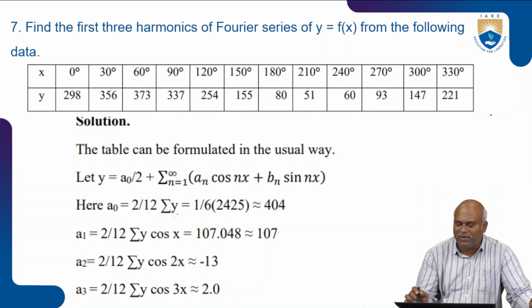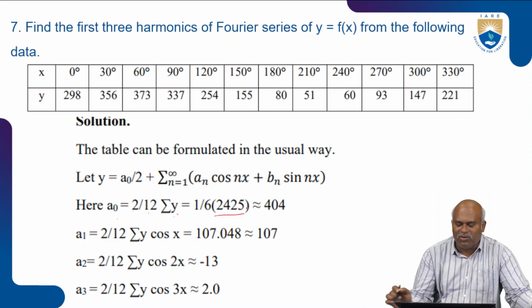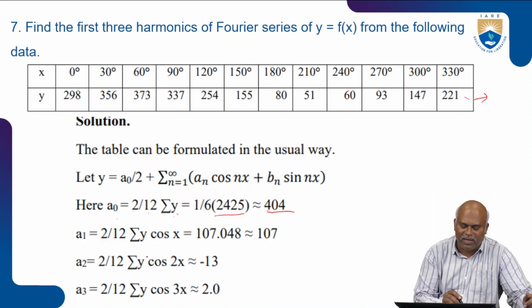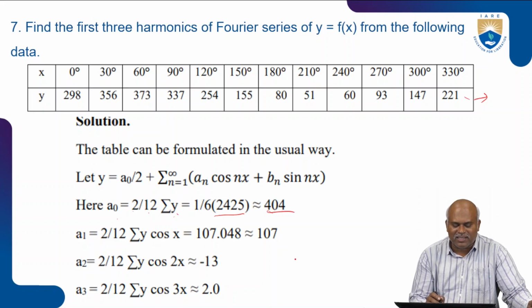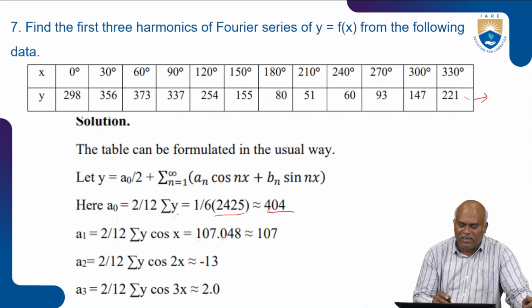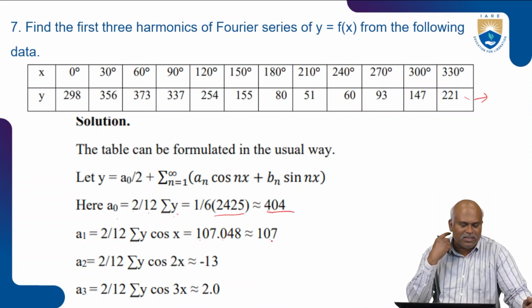So what is the summation of y? It is represented as 24.25. This total summation is over 12, so 1 by 6 into 24.25 equal to 4.04. Next, a1 is equal to 2 by 12 summation of y cos x. Okay, y cos x is represented by the value 107.043, equal to 107.